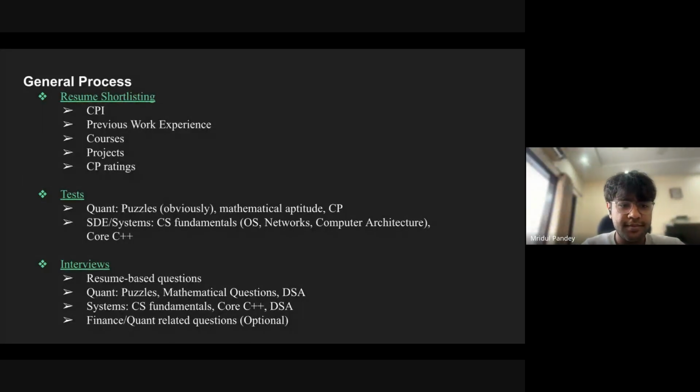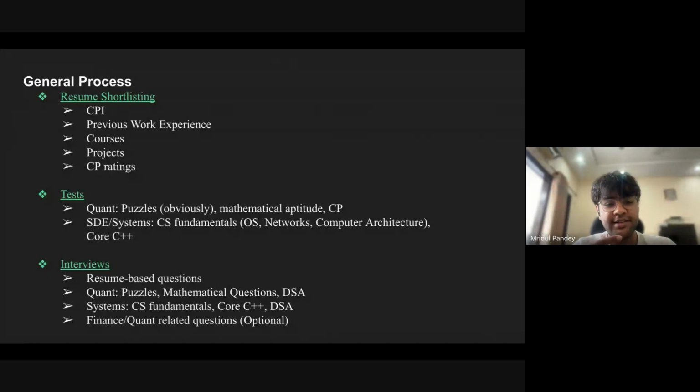Projects in systems can really help you grab opportunities for the interview if you have done projects in OS and stuff. In general, other projects might not be as big a point for these companies. They majorly look at the branch, CPI and previous work experience, and of course, CP rating is a very big bonus.